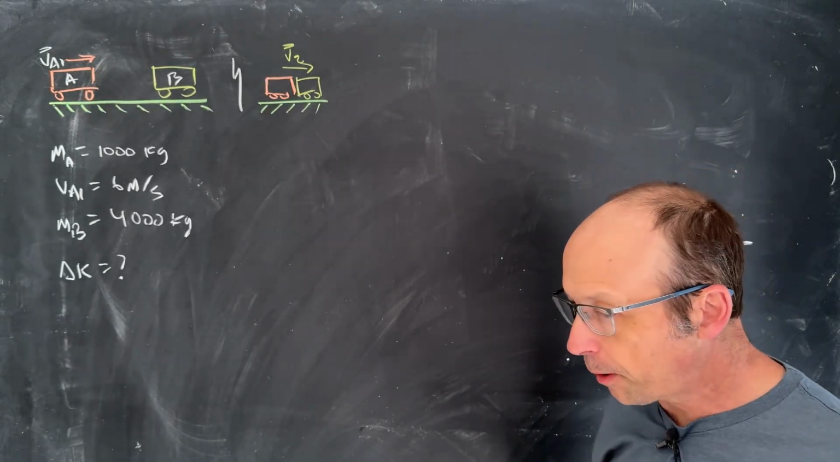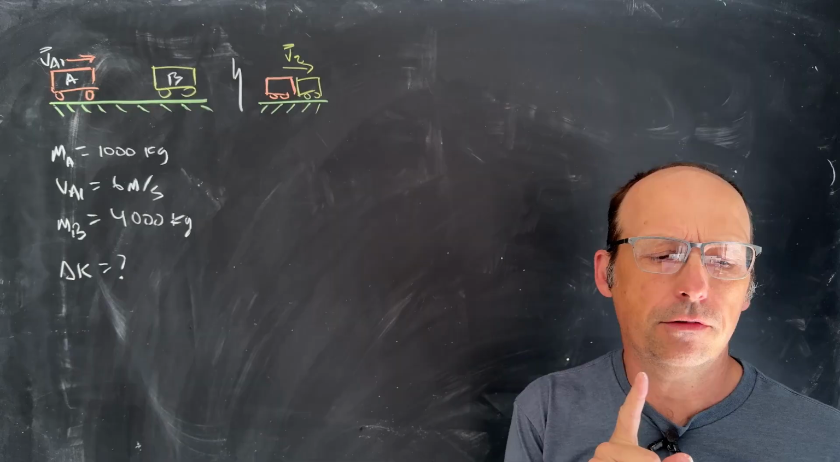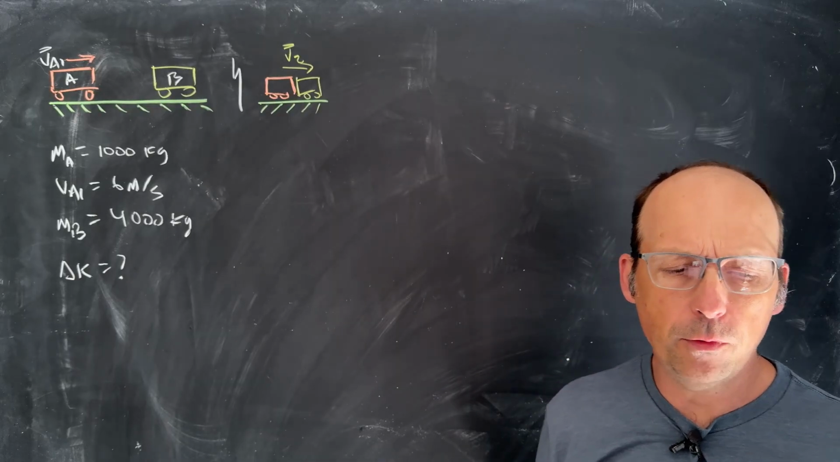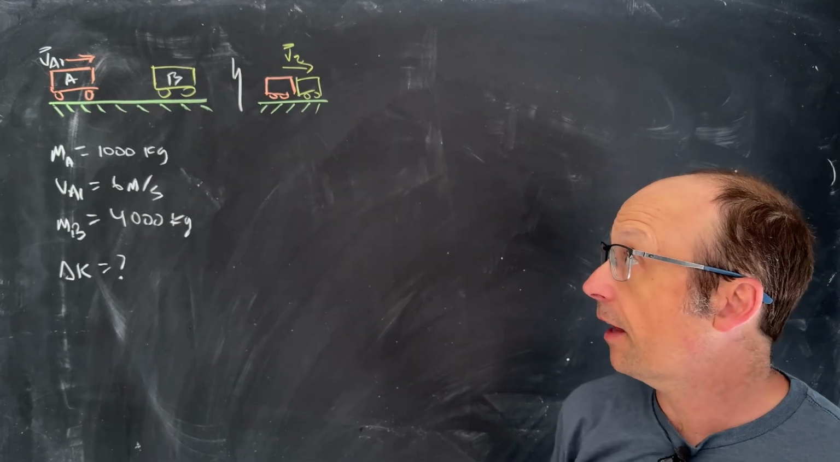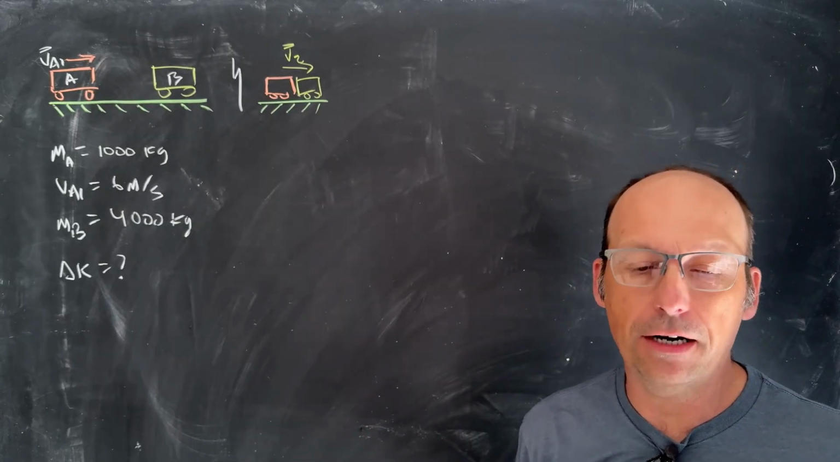Here is my physics problem today, and it goes like this. I'll read it to you, actually, because I wrote it down. An empty train car is moving with the speed of 6 meters per second. I call that car A, and it has a mass of 1,000 kilograms. Yes, it's very small. I just picked some numbers.